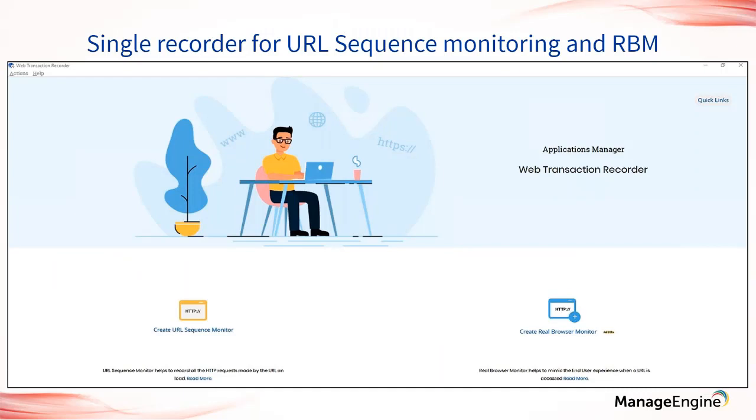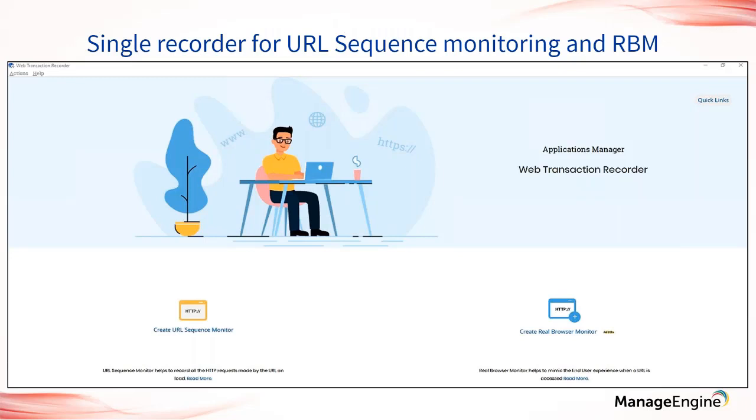So before we discuss URL sequence, let's see how you can perform a URL sequence monitor. To perform a URL sequence monitor, we need a specific tool called Web Transaction Recorder, through which we will be capturing the sequences of URLs. We use a single recorder for both URL sequence and real browser monitor. This is the upgraded version of Web Transaction Recorder.